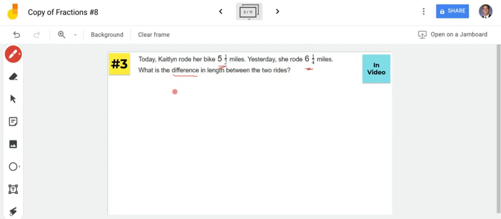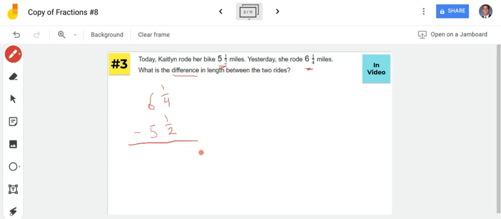If I want to find the difference between them, of course, I need to set up my subtraction problem. I'm going to put the biggest number first, so 6 1/4. And I'll put the smallest number second, so 5.5. So what's 6 1/4 minus 5 1/2?